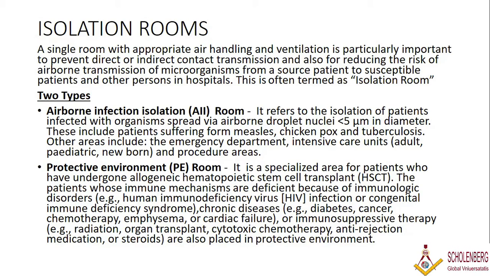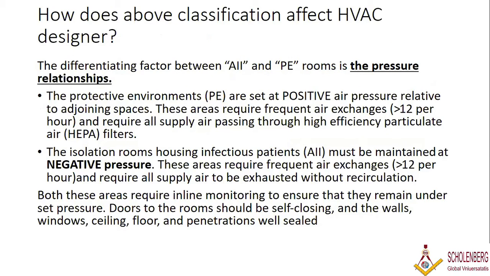Then we also have a PE room, that is a protective environment room. It is basically a specialized area for patients who have undergone hematopoietic stem cell transplant, and also HIV, diabetes, cancer, radiation therapy, and all these types. This is called a PE room. These are the two types of isolation rooms we are going to talk about.